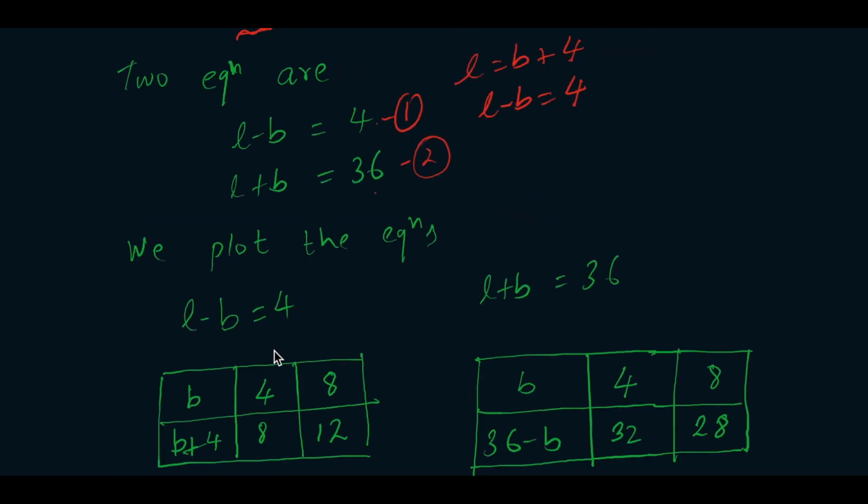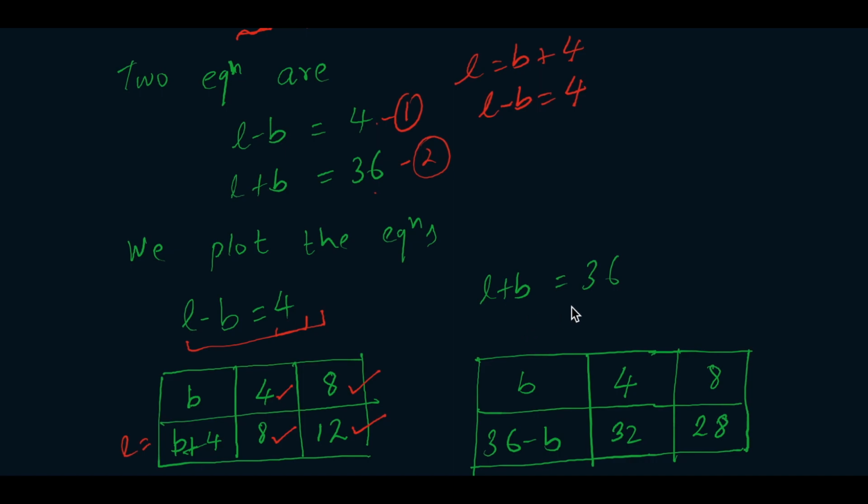First we will consider the points. L minus B equals 4, so our L is B plus 4. Let us take B equals 4. So the value of L is B plus 4, which is 8. Now let us take B equals 8. So the value of B plus 4 is 8 plus 4, that is 12. So these are our 2 points for the equation L minus B equals 4.